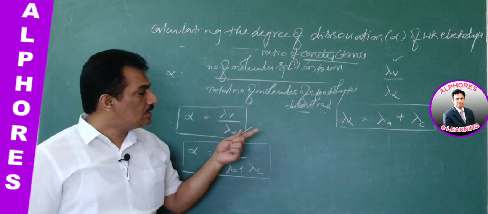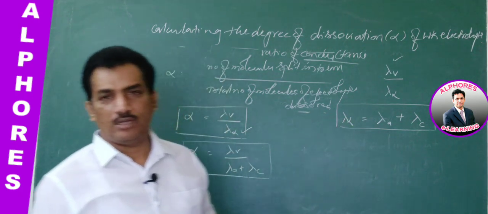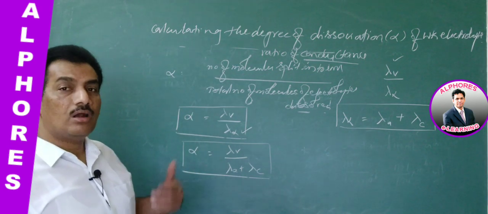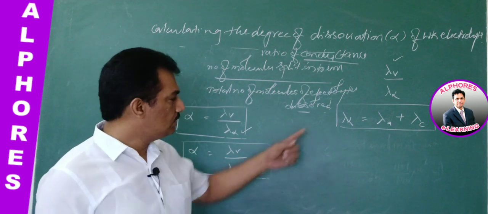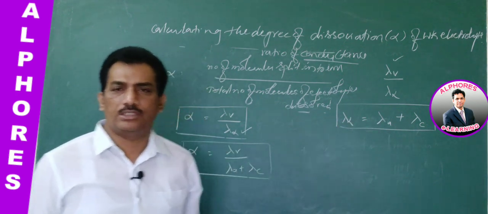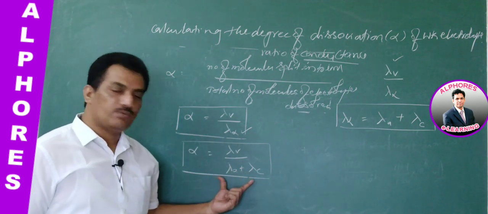And now this is related to Kohlrausch law simply by this. Lambda infinite, the conductance at infinite dilution, or limiting conductance, or conductance at zero concentration, is related like this. A and C are nothing but the anion and cation present in the electrolyte solution. So now we are ultimately getting this formulation.